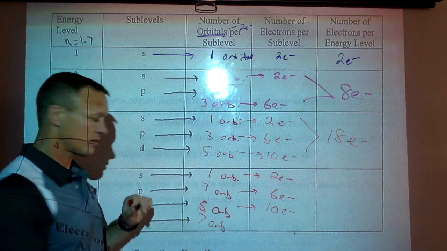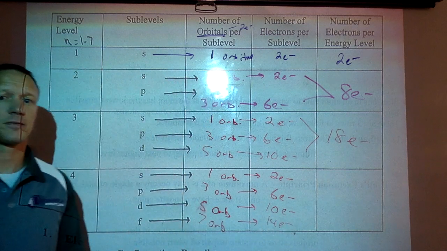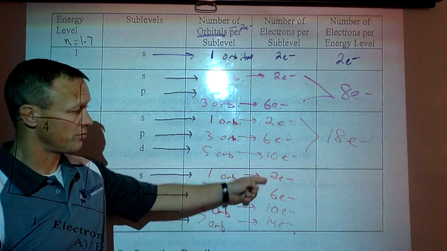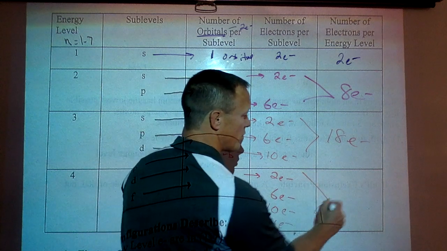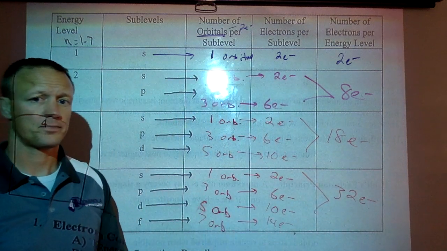D holds 10 electrons, and the F holds 14 electrons. So your total electrons in the fourth energy level would be 2 plus 6 is 8, plus 10 is 18, plus 14. Total is 32 electrons in that energy level.